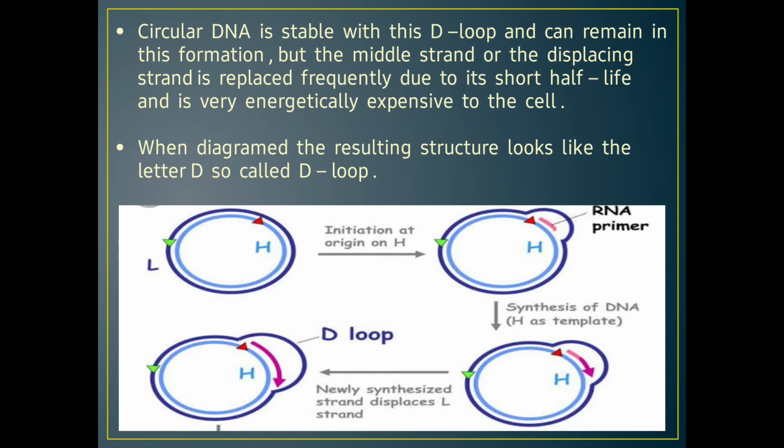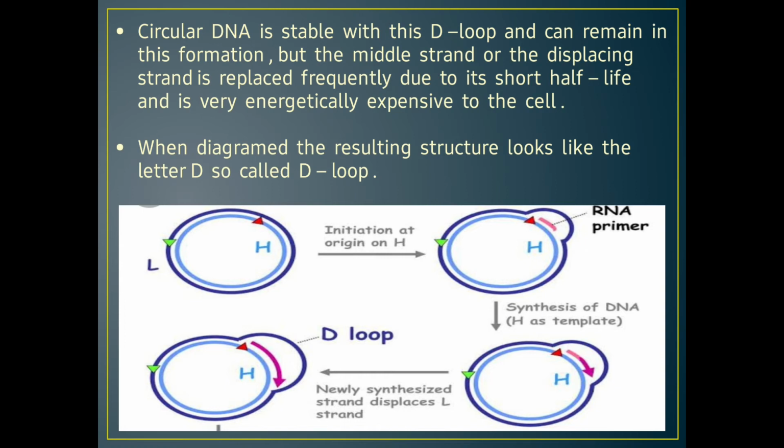So when we compare, the circular DNA is more stable and can remain in that formation. But the middle strand, the displacing strand, is replaced frequently due to its short life, and it is very energetically expensive to the cell. The resulting structure looks like a D, so we call it the D loop. It's not the complete diagram I am showing, it's just to show how it is: a light band and heavy band inside and a light band outside.